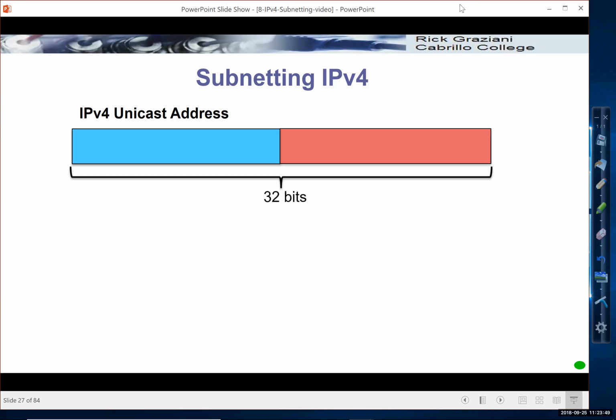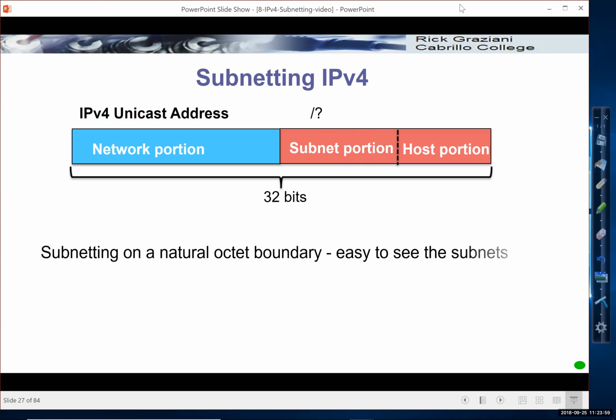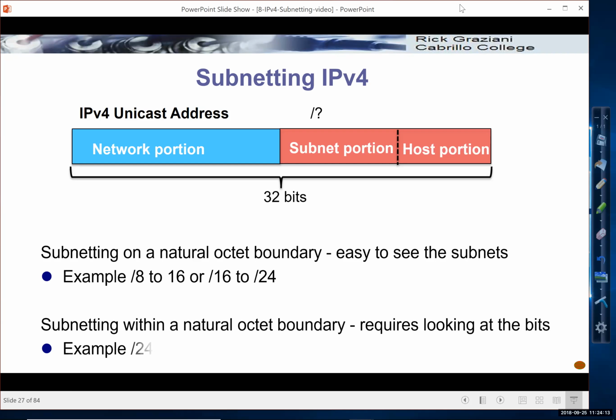An IPv4 address, 32 bits. We have to borrow from the host portion to create the subnets. Now, when subnetting on a natural octet boundary, /8 to a /16 or /16 to a /24, that makes it a little easier to do. But when we're subnetting within the natural octet, that requires us to usually look at the bits. And we're going to see this in more detail in the next video. But I just want to kind of introduce us to that right now.